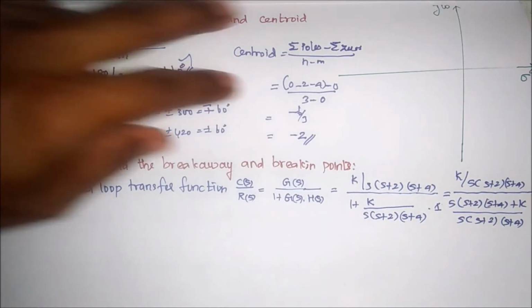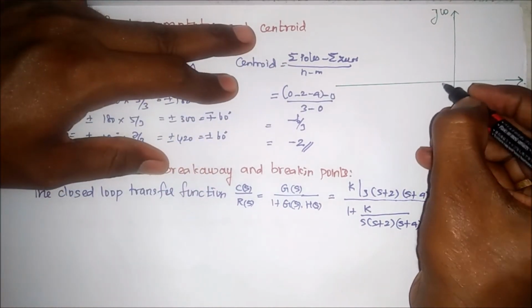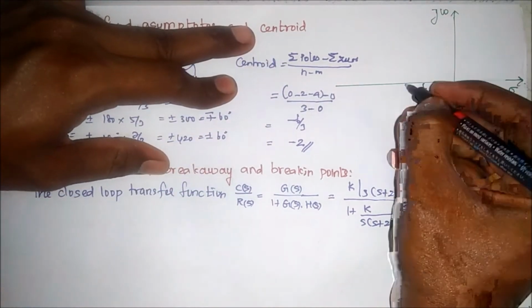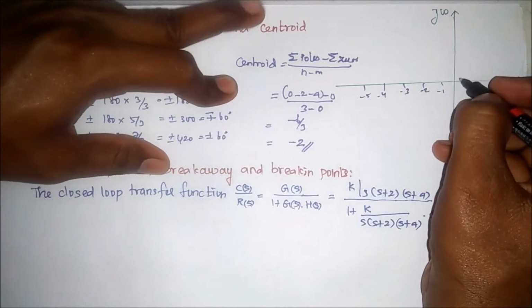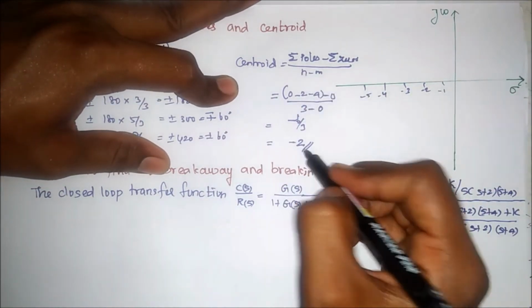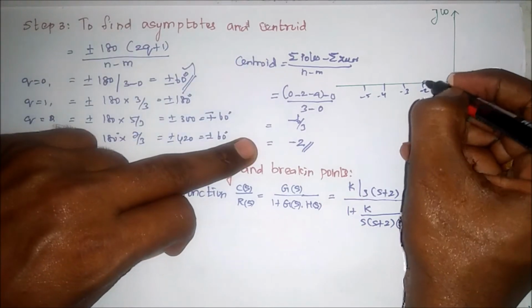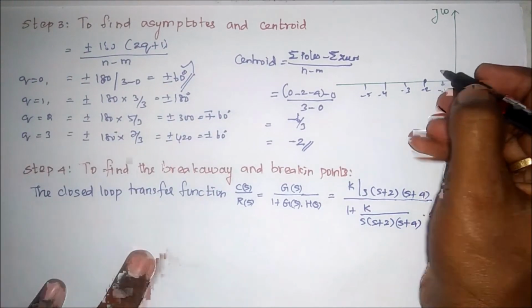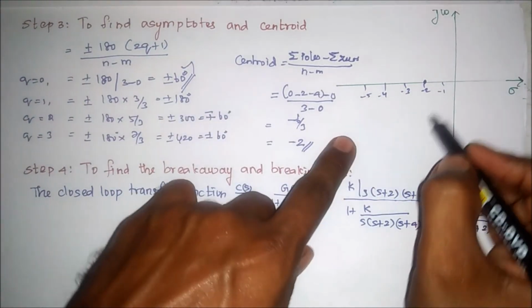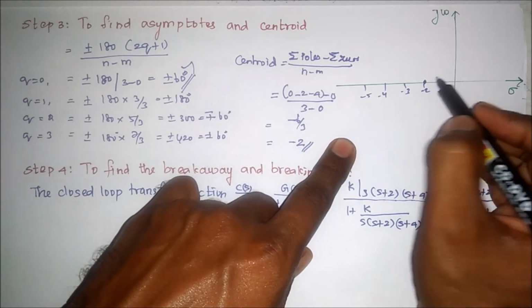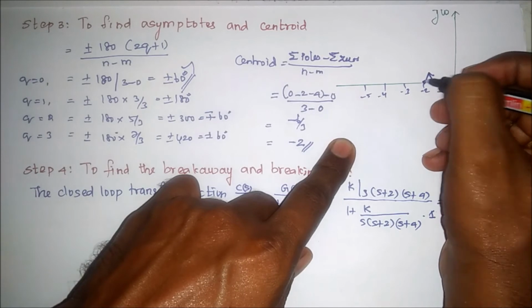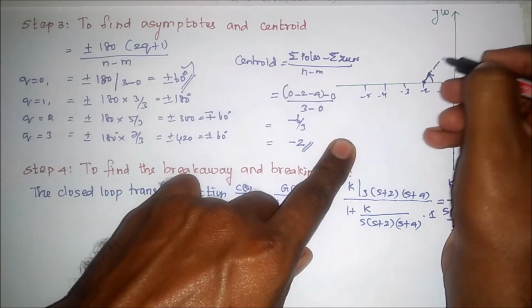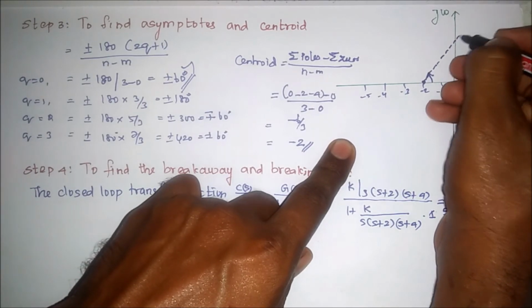Minus 2 is the centroid. Therefore, in the graph, suppose this is minus 1, minus 2, minus 3, minus 4, minus 5, so here minus 2 is the centroid. So this point is the centroid. From this, the angle is plus or minus 60 degrees from the real axis, so we have to take a 60 degree angle exactly. Then, using a dotted line, we have to mark it like this.